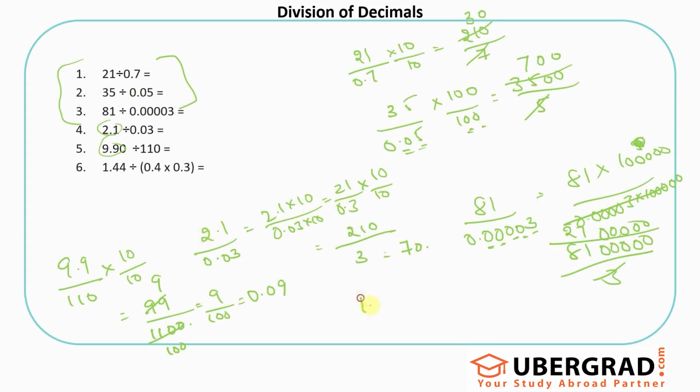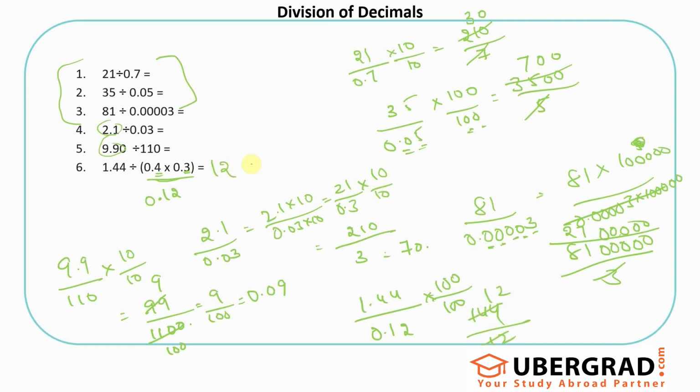1.44 divided by 0.4 into 0.3. First do this first. 4 3s are 12. There is 1 decimal place and 1 decimal place, totally 2 decimal places. So I should get 0.12. That will be 0.12. So what I can do is multiply with 100 and 100 so that this will become an integer. That will be 12. 1.44 into 100 is 144. So 12 are, so the answer will be 12 for this.